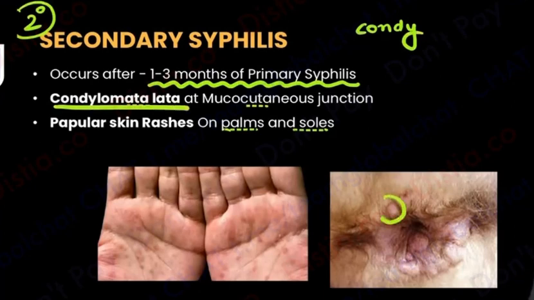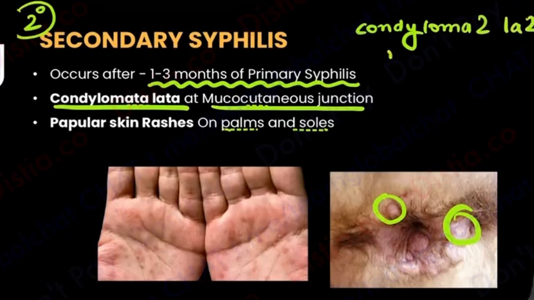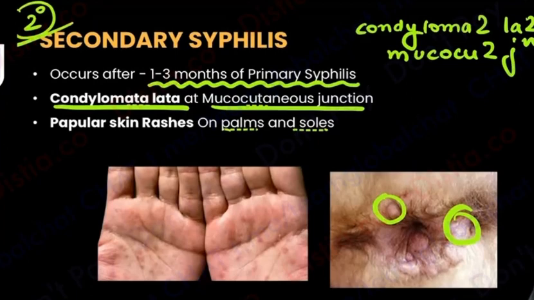Can you all see these nodules? Where are they present? At the mucocutaneous junction. Look at how I'm lighting it. Condyloma lata, which is occurring at the mucocutaneous junction. Why am I putting in the word 'lata' everywhere? Because you need to know these are features of secondary syphilis. So remember, condyloma lata at the mucocutaneous junction is going to occur.